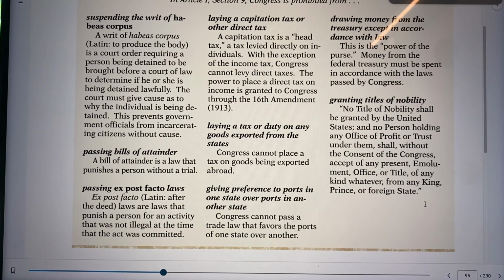They cannot grant titles of nobility. What's a title of nobility? Like a king or a queen. So no title of nobility shall be granted by the United States, and no person holding any office of profit or trust under them shall, without the consent of Congress, accept any present, emolument, office, or title of any kind whatever, like kings or princes. Congress cannot give titles of nobility.